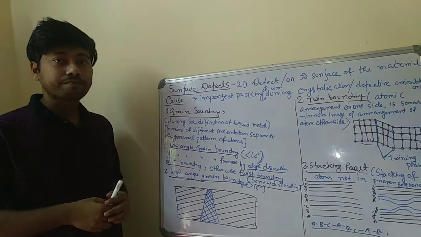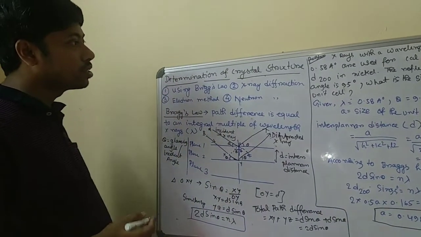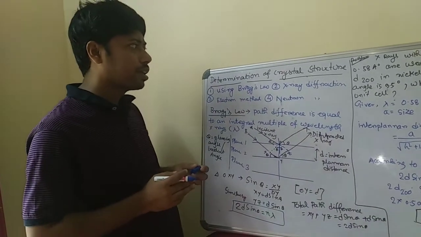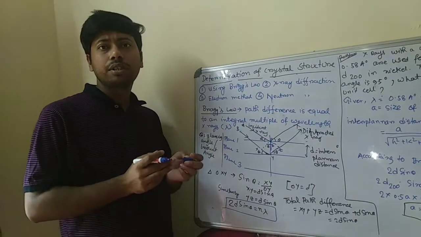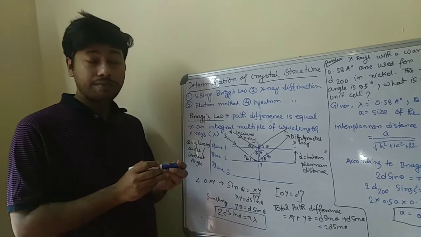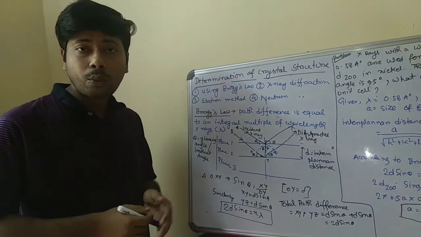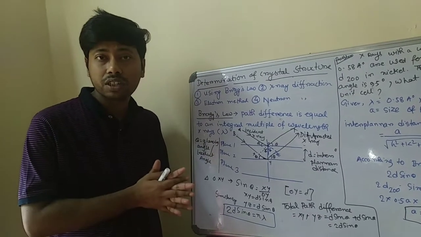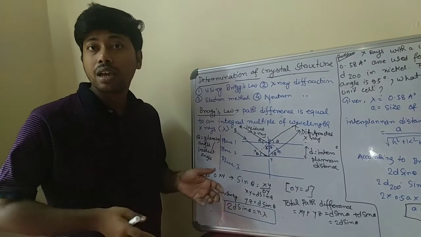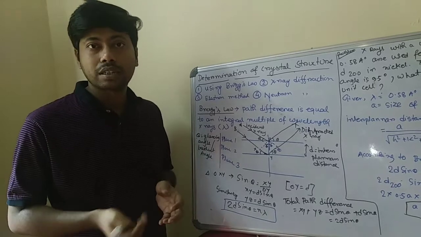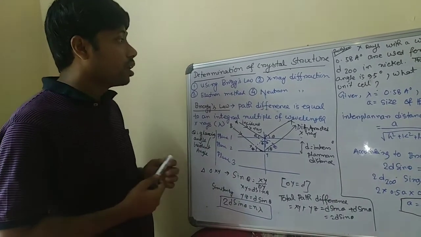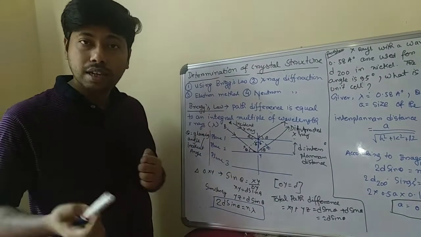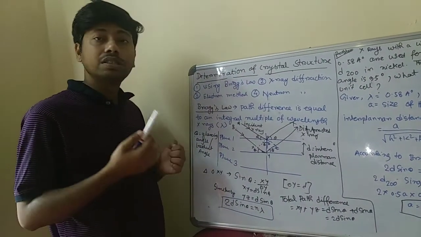Okay. So this is the new topic, determination of crystal structure. We already know that within materials there are 4 types of crystal structure: simple cubic, body centered cubic, face centered cubic, as well as hexagonal close packed crystal structure. Now the next topic is: how do you determine the crystal structure?